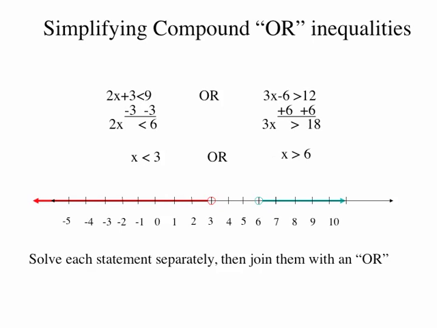If I graph these on a number line, I'll show x is less than 3 in red, and x is greater than 6 in blue. Any number that's shaded over by either red or blue will make one or the other of the inequalities above be true.